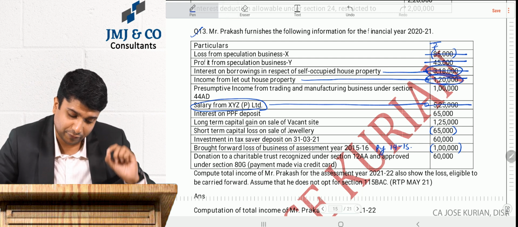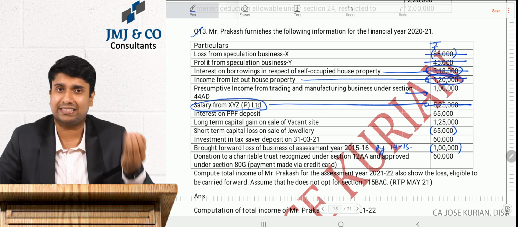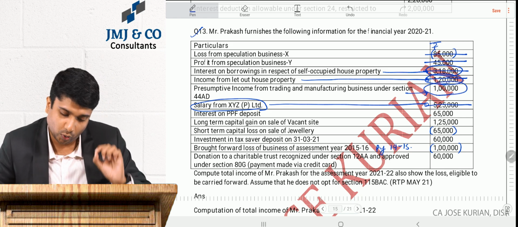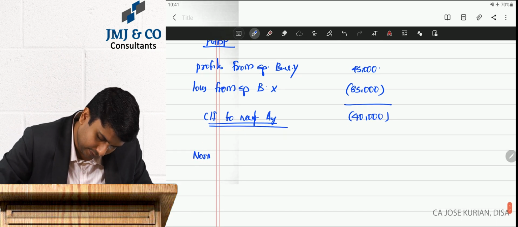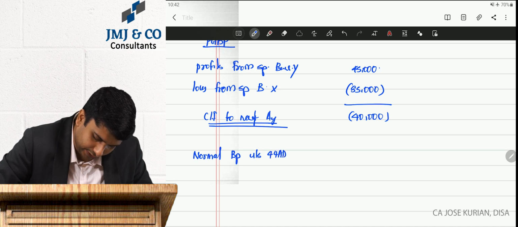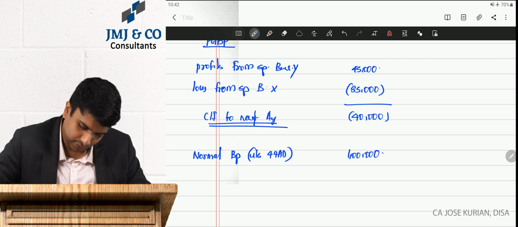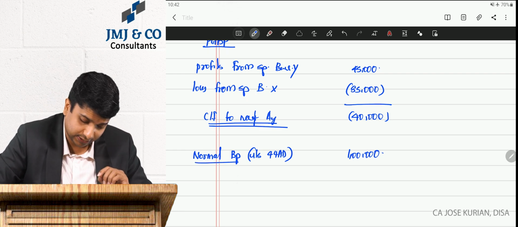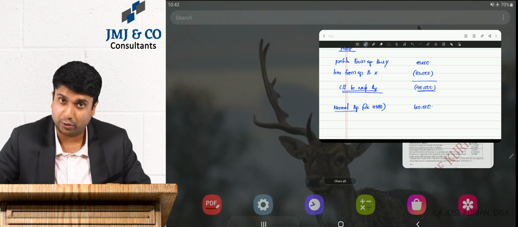Next is presumptive income from trading and manufacturing business under section 44AD. We can call it a normal business income, and you have opted for the presumptive scheme, and the presumptive profit is 1 lakh. So presumptive profits, we can write as normal business profit by applying 44AD, and the amount of profit is 1 lakh. Can you claim this 40,000 loss from this 1 lakh? Answer is no. Why? Because this is a normal business and the 40,000 is from speculative business. That's why we carry it forward to the next year. Hope you remember that point.